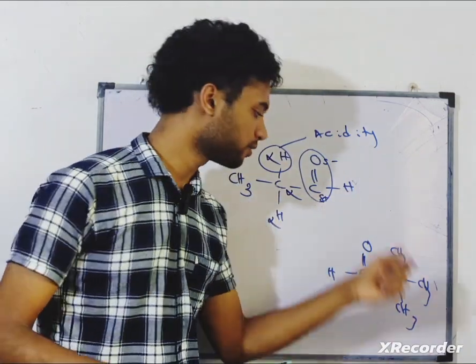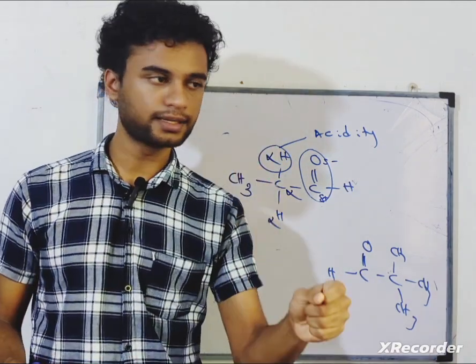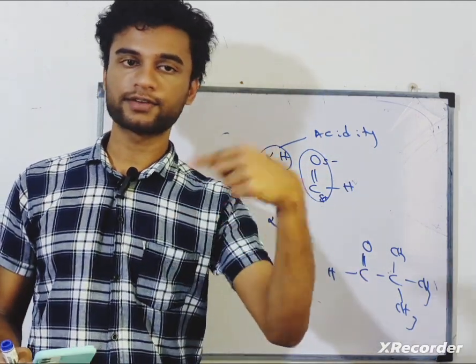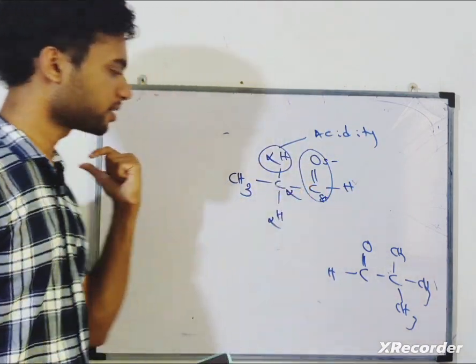Is that clear? So the qualification is I should have a carbon directly attached to the carbonyl carbon, but that carbon should definitely be having at least one hydrogen atom directly attached to it. I hope you can understand.